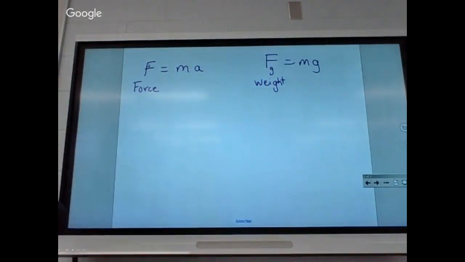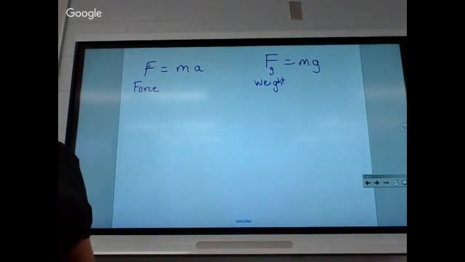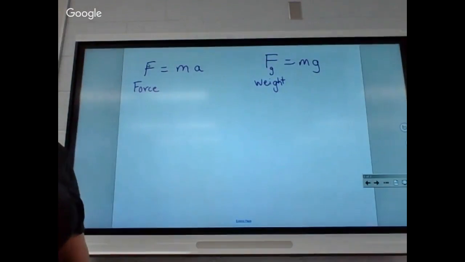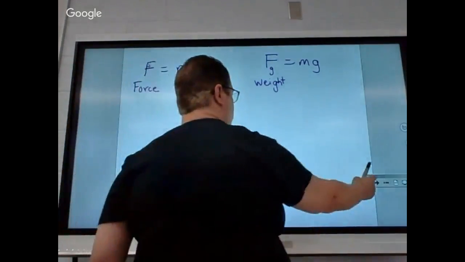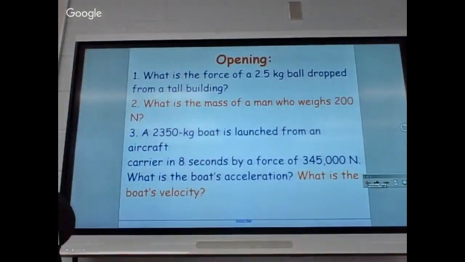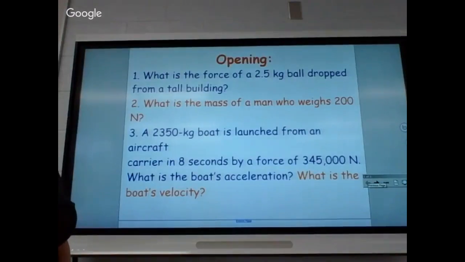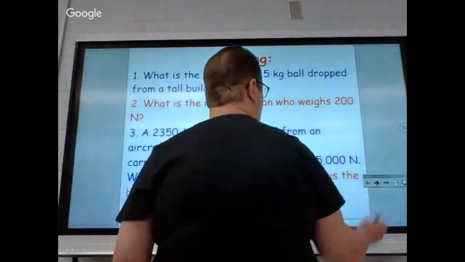Did everybody hear Logan say that? Yes. They're one and the same. It doesn't matter which formula you use. So in question 1, when it said find force, most people tend to use which formula? The force one. Okay? You can use the force formula. If you want to find force and you've got a 2.5 kilogram ball dropped from a building, did they give you an acceleration? No. So what did I tell you to do if there's no acceleration? Use your 9.8.